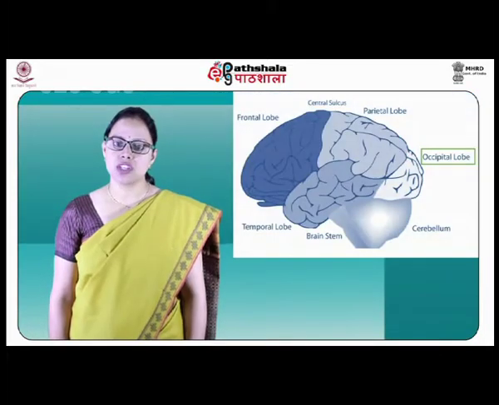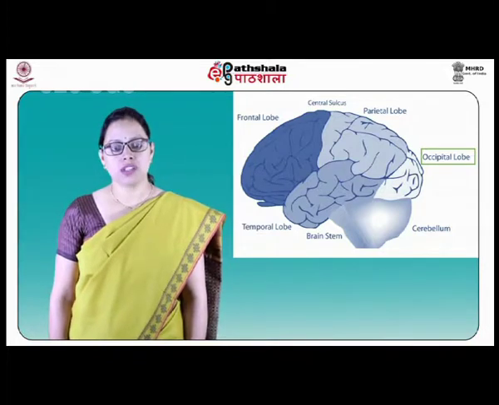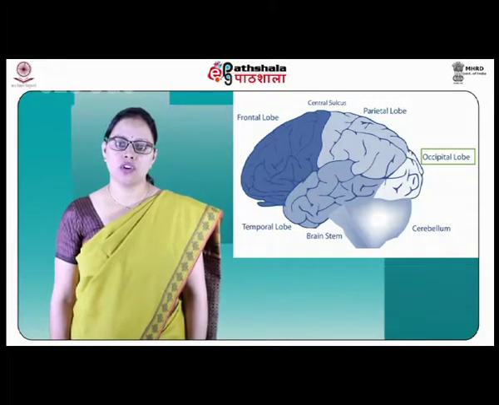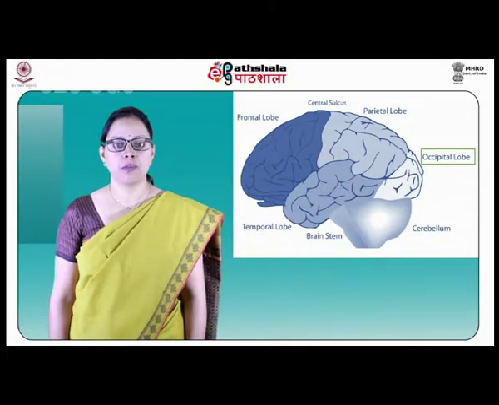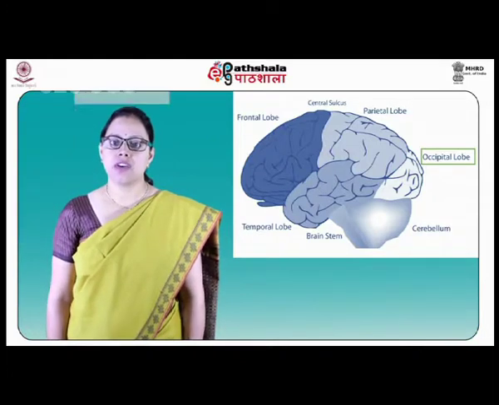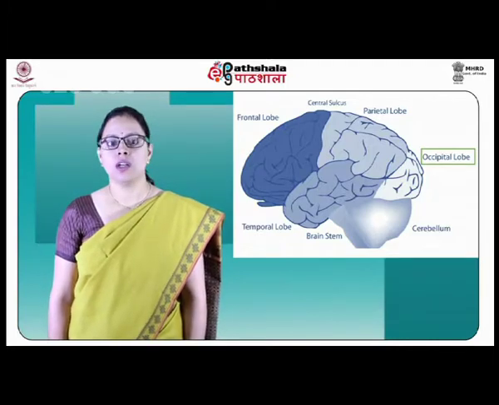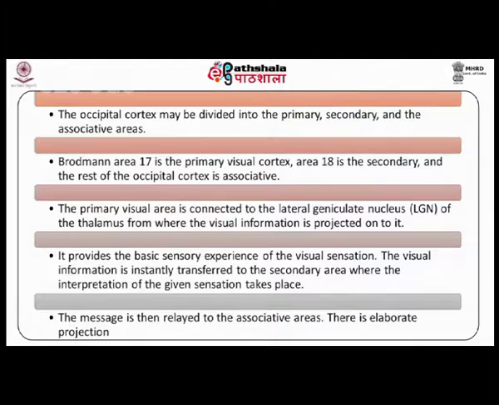At the extreme posterior part of the cerebral cortex, there is a small region called the occipital cortex. It is the smallest lobe or area of the cortex, which occupies only 12% of the total surface of the brain. Damage to this area produces blindness, which may be partial or total depending on the extent of damage. The occipital cortex may be divided into primary, secondary and the associative areas.